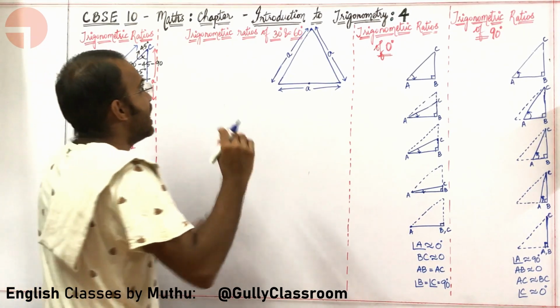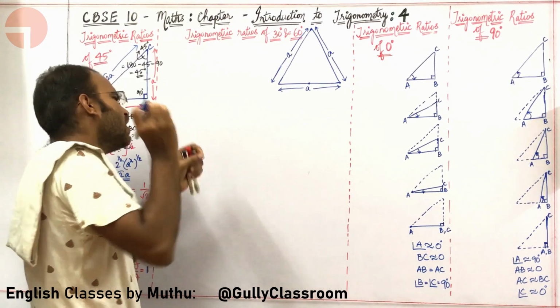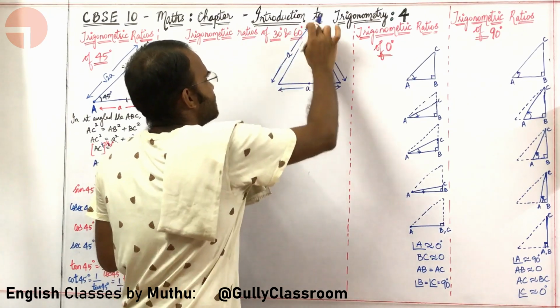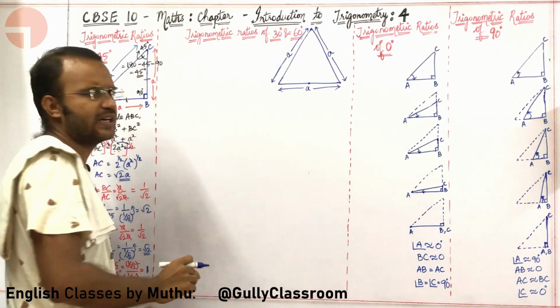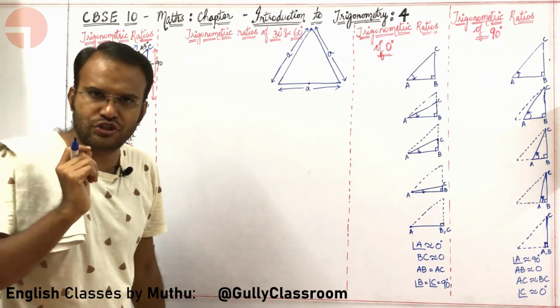Absolutely. First, I want to draw a right angle triangle with 30 and 60. For that, first I am constructing an equilateral triangle. In an equilateral triangle, all the angles are equal to 60 degrees.